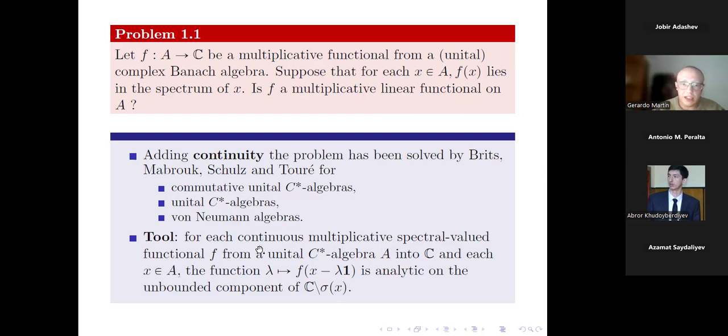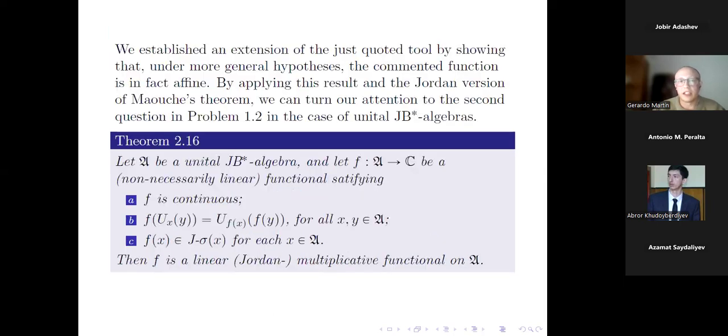The tool they applied is the following: for each continuous multiplicative spectral valued functional f from a unital C-star algebra A into C, and each element x of A, the function that takes lambda to f evaluated on x minus lambda is analytic on the unbounded component of C minus the spectrum of x. To obtain a similar result in this setting of JB-star algebras, we establish an extension of the aforementioned tool by showing that under more general hypotheses, the function is in fact affine.